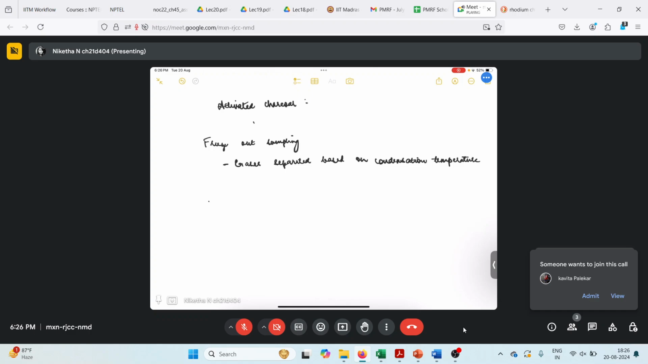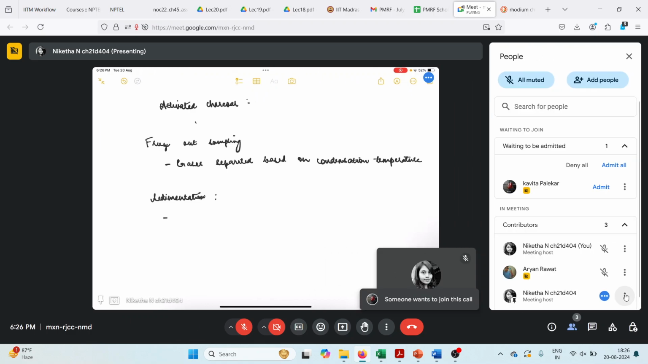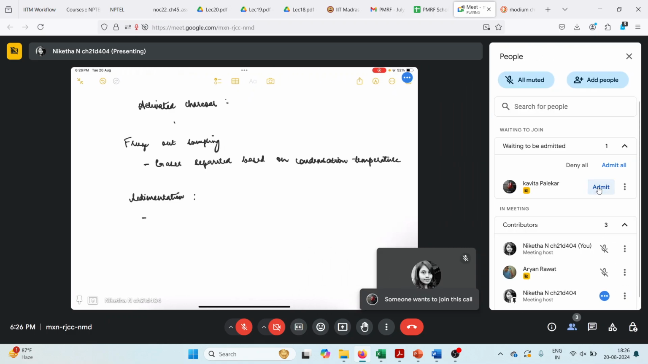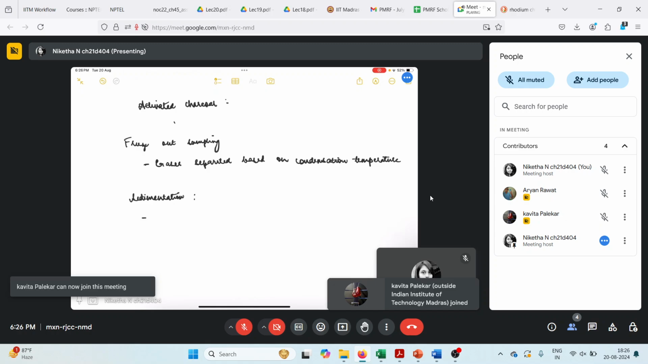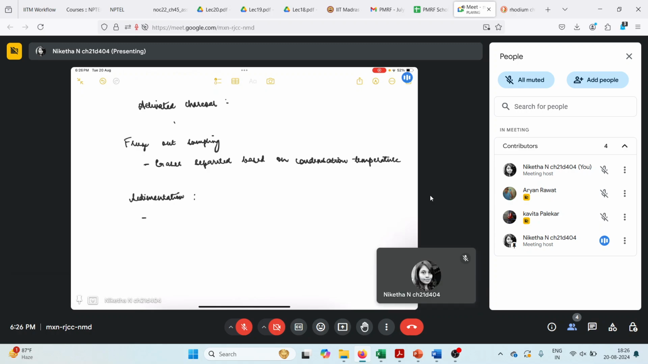And then we also have sedimentation. Sedimentation is used for collecting particles which are greater than 10 micron in size.